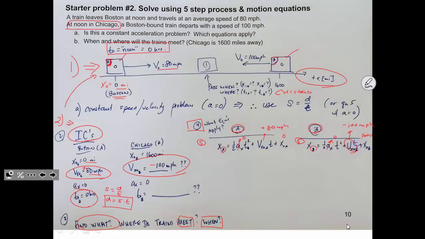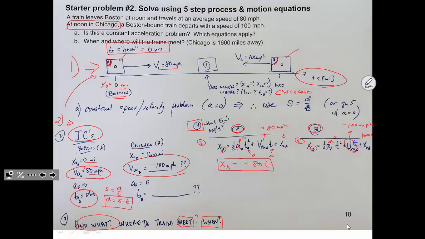So the question is, how do we handle that difference in time? Well, if you look at your equation, if I were to plug in my initial time into the Boston train as zero, I should end up with my initial position. Let me just write down my equation with my numbers plugged in. So I'm going to zero out my acceleration. So I have my position for the Boston train is 0 plus 80 times time plus my initial position, which is 0. So that's my equation for the Boston train leaving Boston going to Chicago. And if I plug in a time equals 0 in this, I should get an initial position of 0, and it does. If I plug a 0 in for time, I'll get a 0 for my position to start.